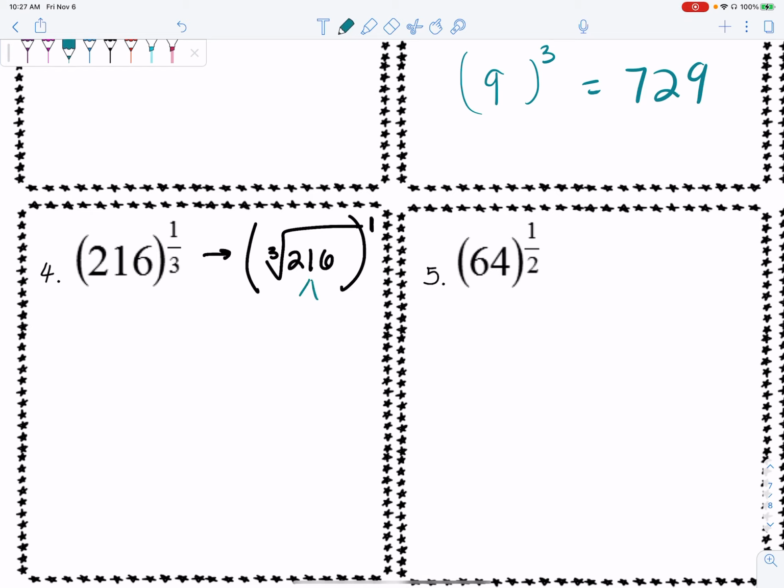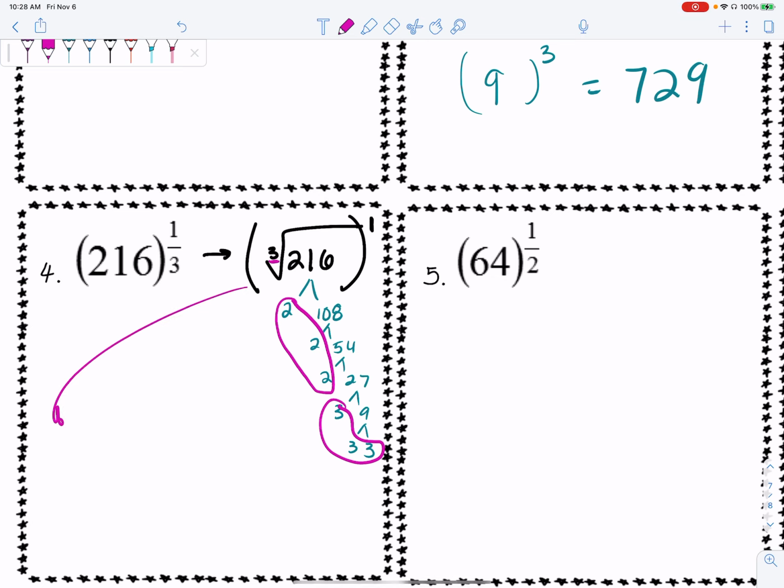Let's break down 216. 216 divided by 2 is going to give me 2 and 108, and 2 and 54, and 2 and 27, 3 and 9, 3 and 3. My index is a 3. I'm looking for 3 of a kinds. I have 1, 2, 3 2s, 1, 2, 3 3s. My parentheses stay, and on the inside I have 2 times 3 with an exponent of 1. So my final answer here is going to be 6.